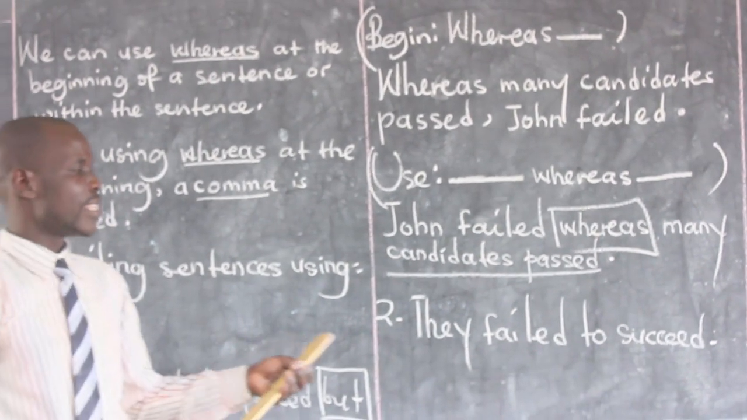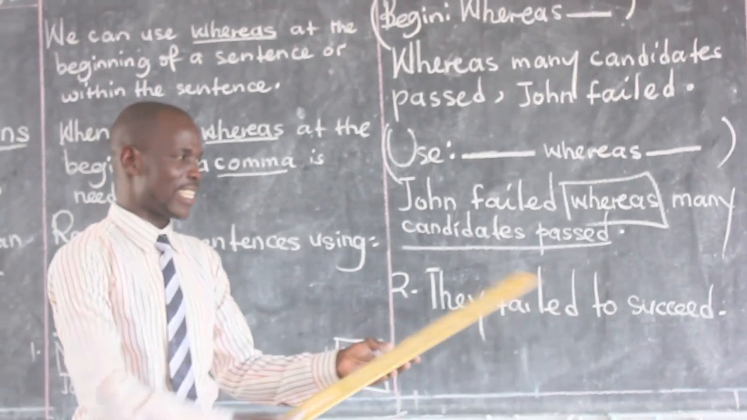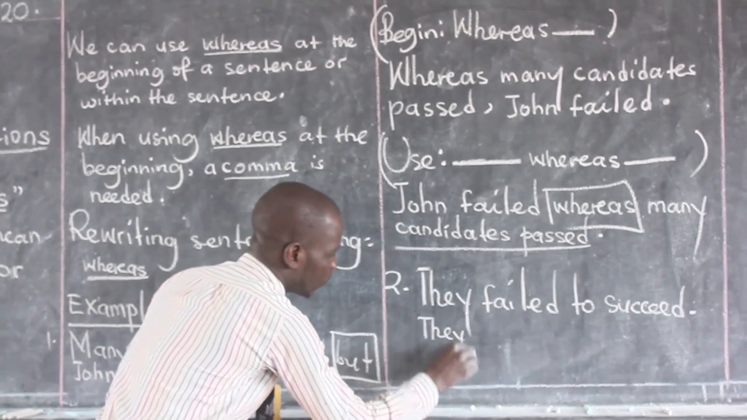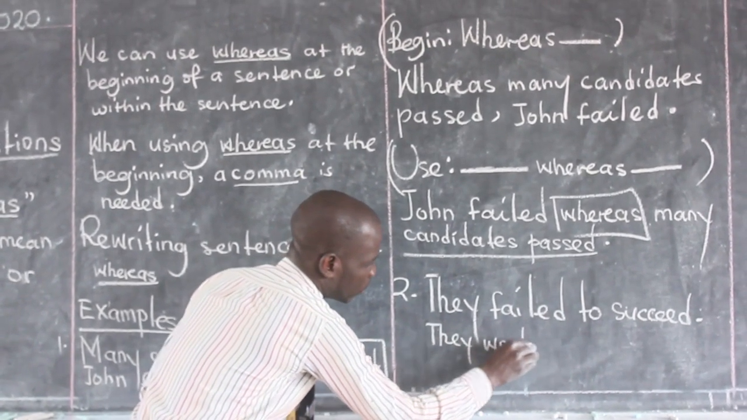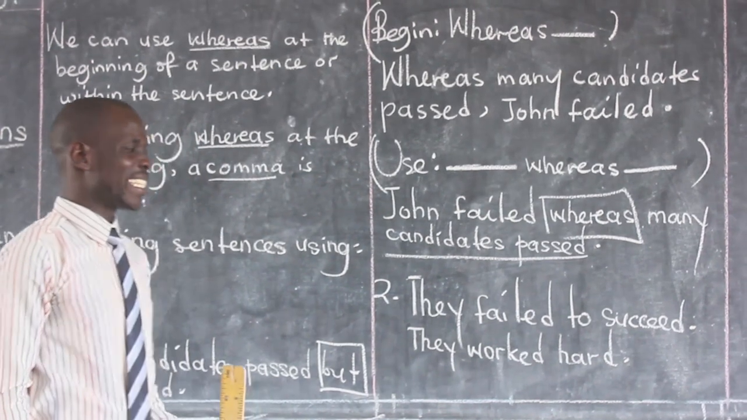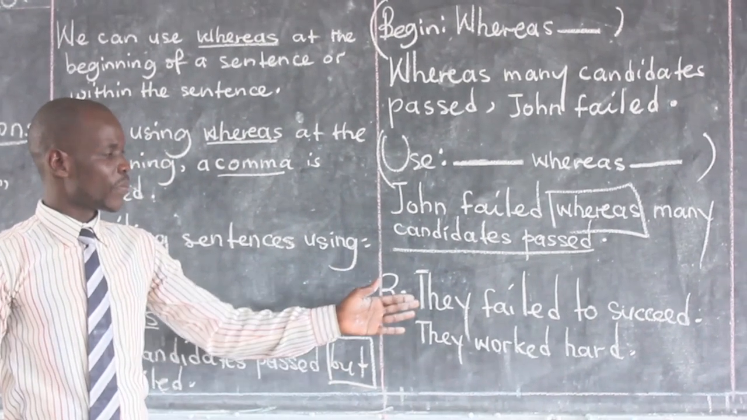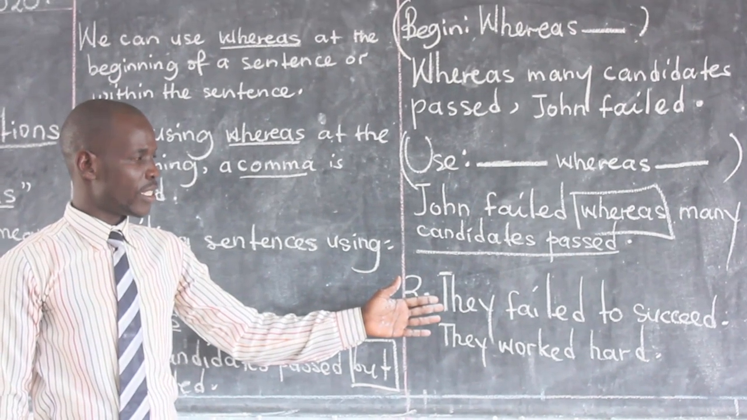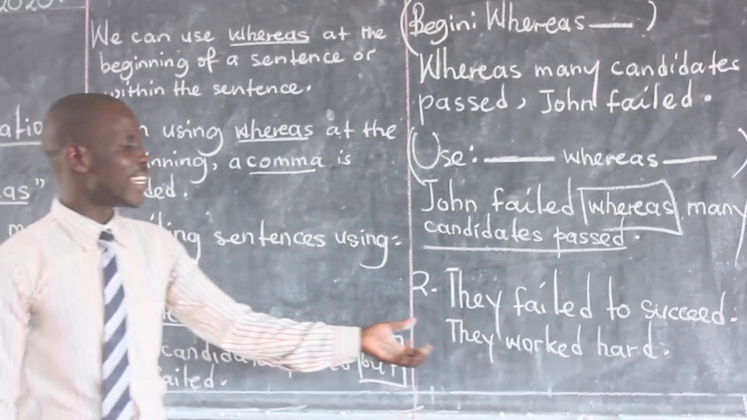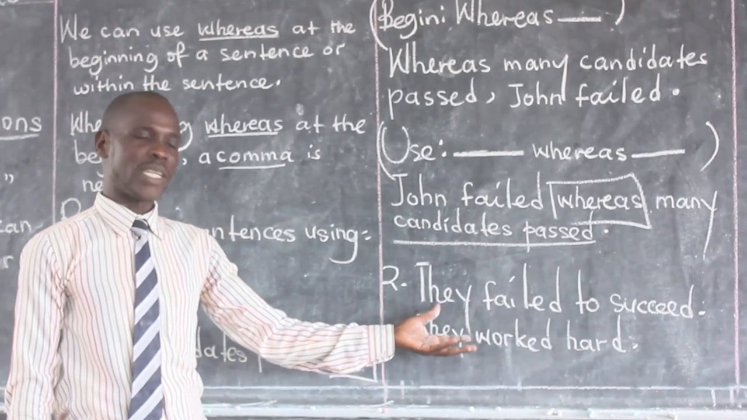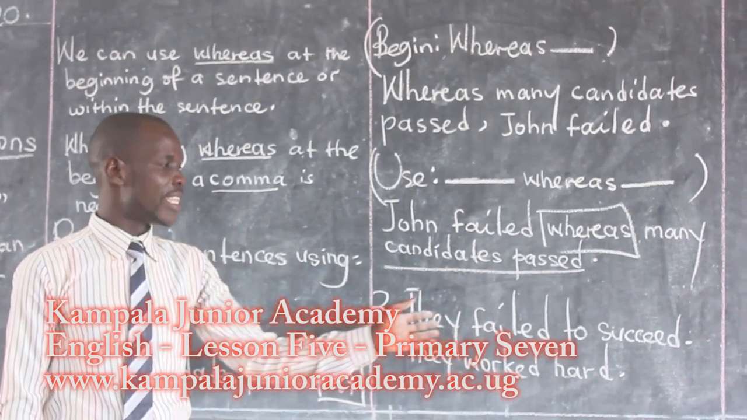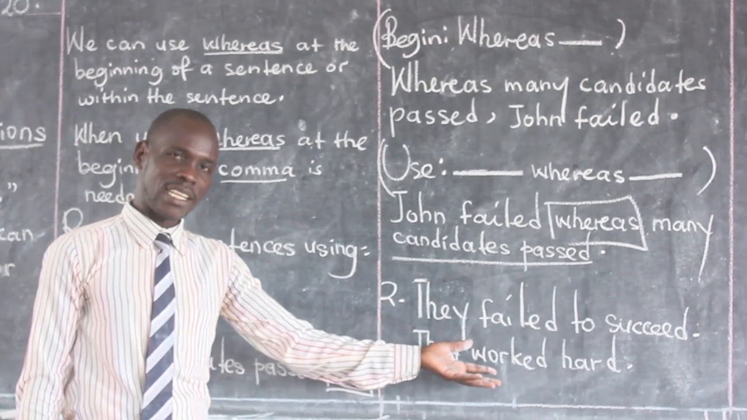Sentence 1, they failed to succeed. Then sentence 2, they worked hard. You can see, when you always work very hard, you expect to pass. But again here, the results are not what we expected. They worked hard, they failed to succeed. They failed to succeed, but they worked hard.